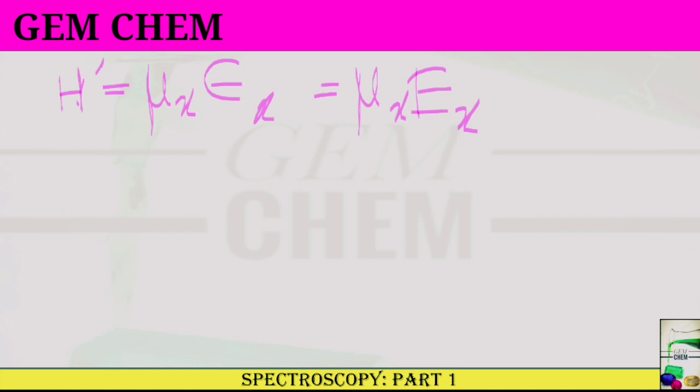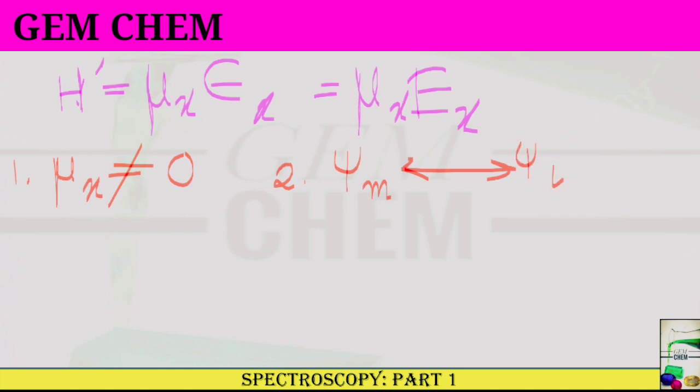Similarly, regarding the symmetry of the wave function, if xi m and xi l do not follow each other's symmetry rule, the transition will not occur. So the two rules which we have now derived are that the dipole moment should have some value, and second, that xi m and xi l have their symmetry criteria.